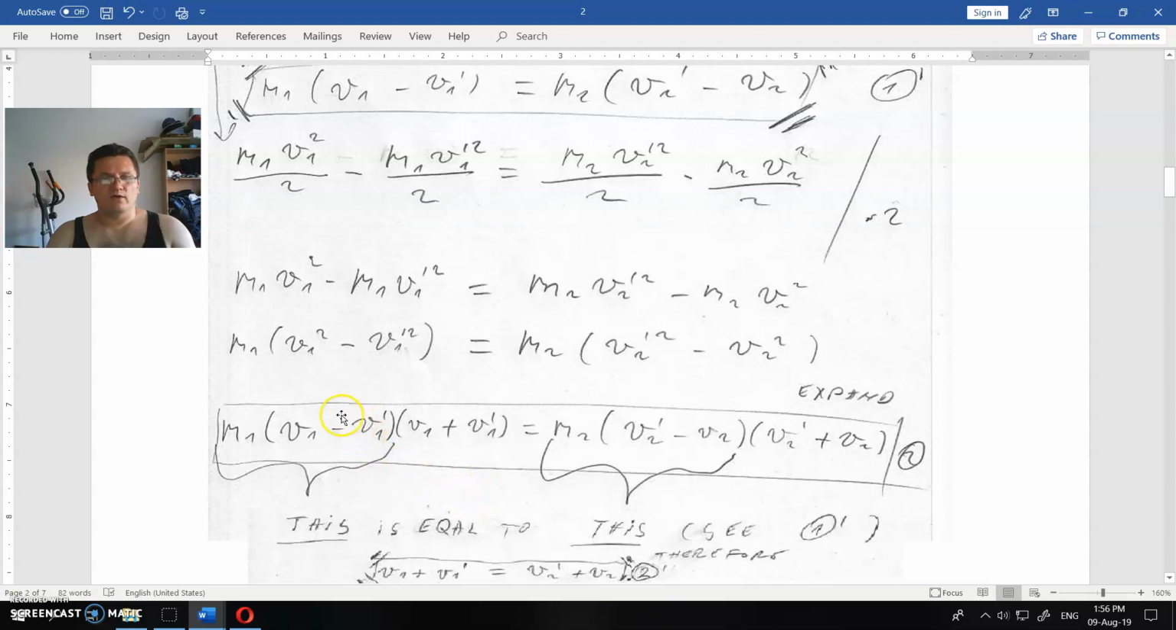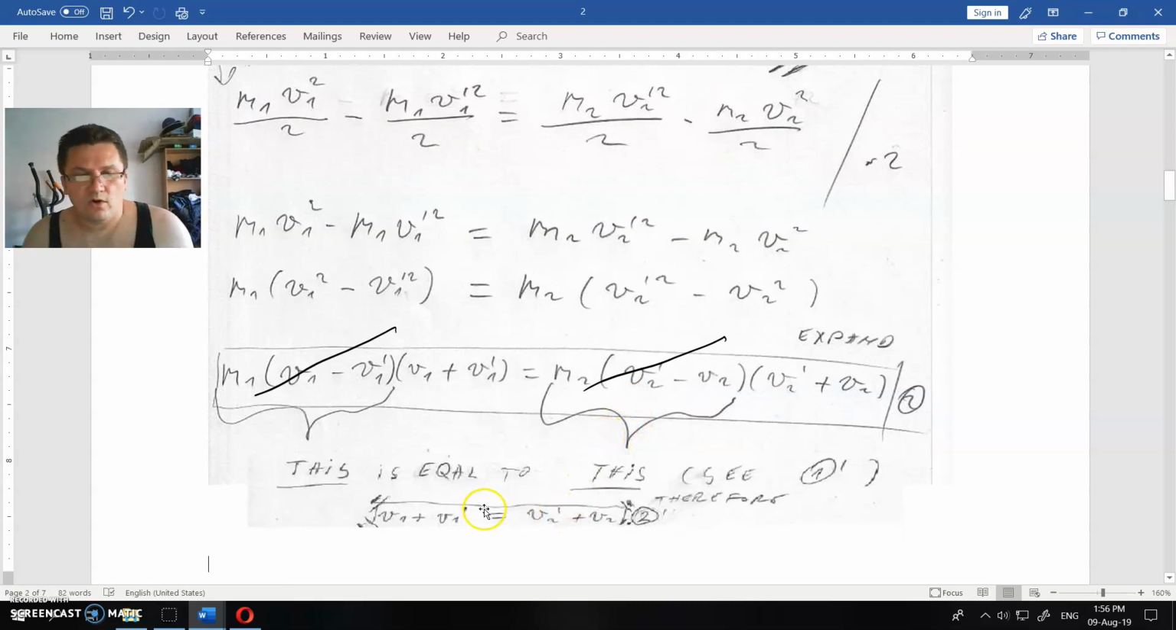And now you see up there, this situation is this one, but it's equal to this situation. You see that? What does it mean? It means that you could just cross them out. You can divide both sides by those two things, because they are equal. So you have these equations.